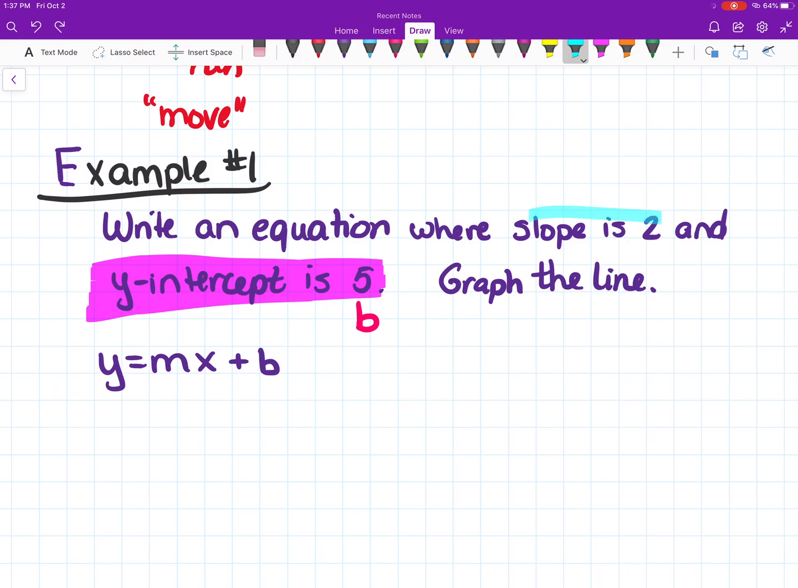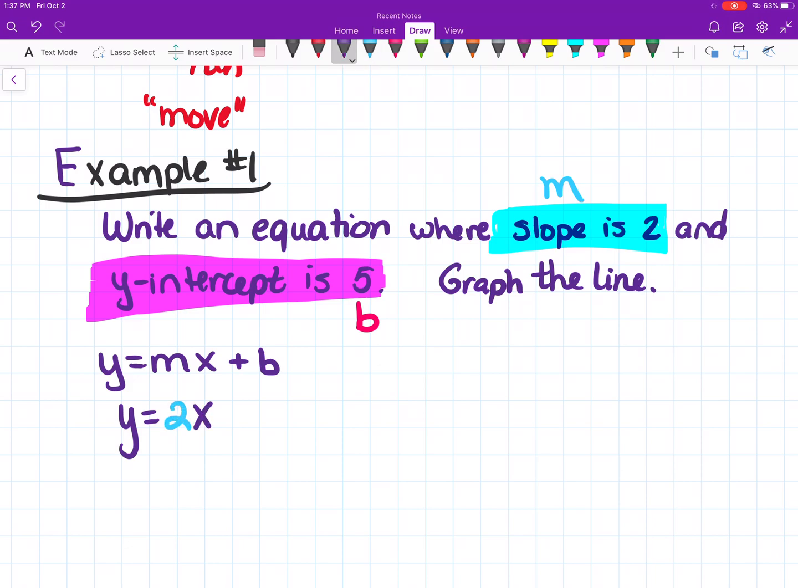Okay, slope is 2. Which letter stands for slope in that equation? The M. Okay, so now we know where to start and where we're going to move to. Let's put it in the equation. So y equals M, we decided it was 2.